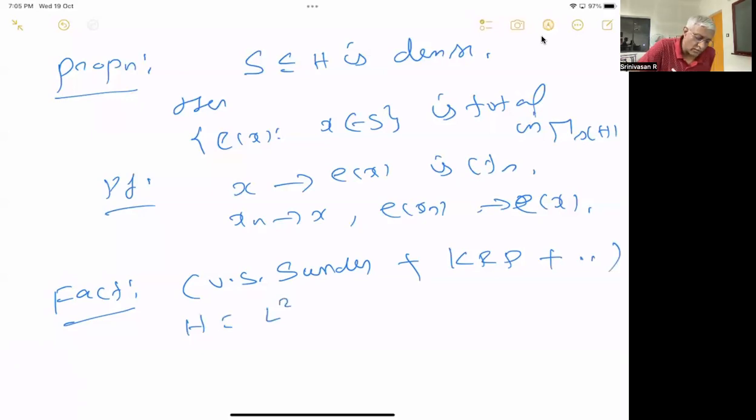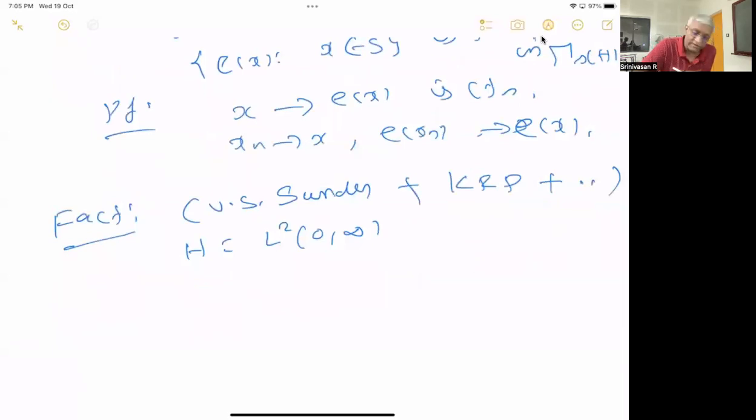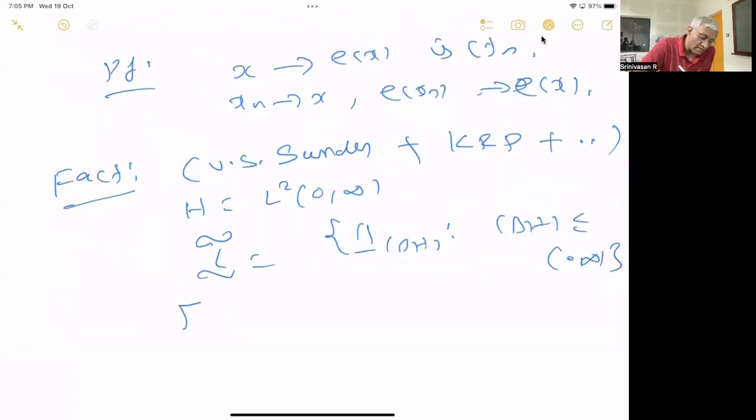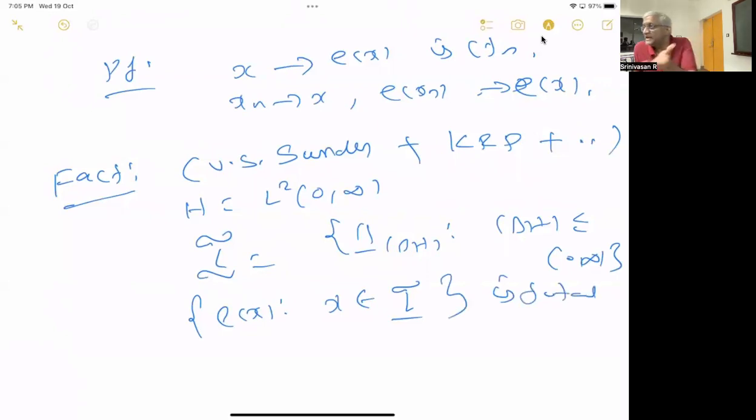L2 of 0 to infinity, and you take the indicator functions, you know what is an indicator function, all those 1_{[s,t]} where [s,t] is an interval contained in 0 to infinity, and call this set script I, then the set E of x, where x is in this I, is total. Obviously, indicator functions are not dense. You have to take linear combinations of indicator functions, the simple functions, so that will be dense in L2, the square integrable functions. Indicator functions are only total there. So you have a total set in L2, and when you exponentiate that, you get a total set in Γ(H).